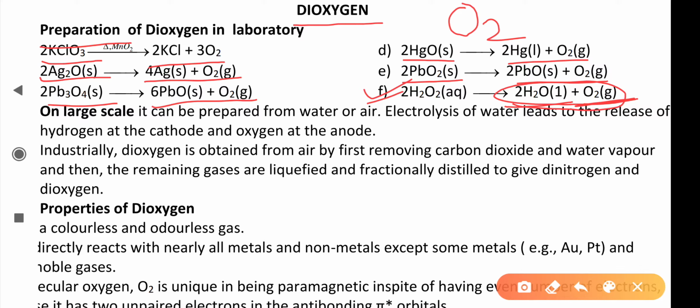On a large scale, oxygen can be prepared from water or air by the electrolysis of water. This we have studied in lower classes. By the electrolysis of water, hydrogen and oxygen will be formed, and out of these, oxygen will be obtained at the anode. This is an important point here. Then next is the properties of oxygen.